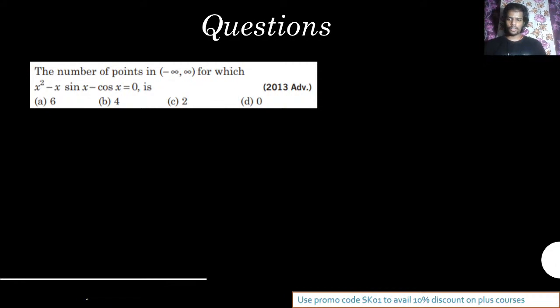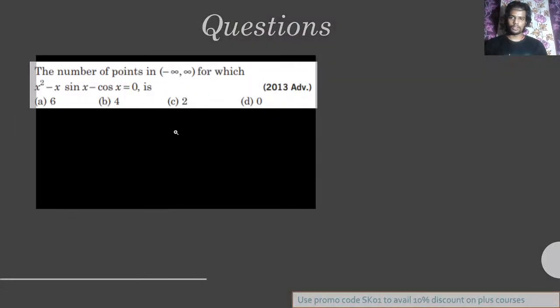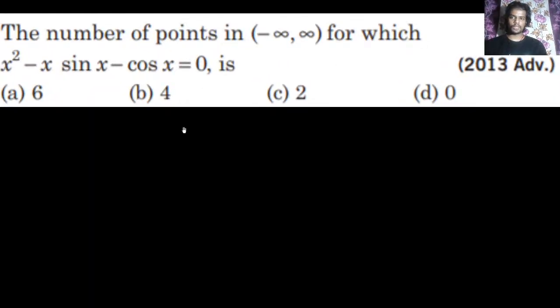So the next question is of JEE Advanced 2013, and the question is as follows. The question is: the number of points in minus infinity to infinity where x square minus x sin x minus cos x. Okay, so try to do this question.